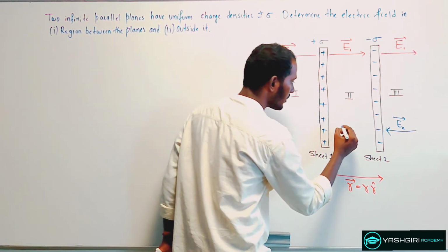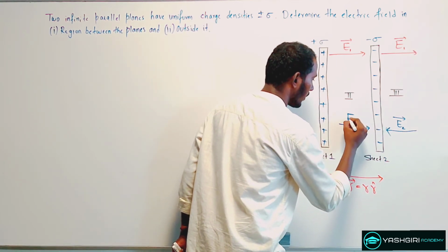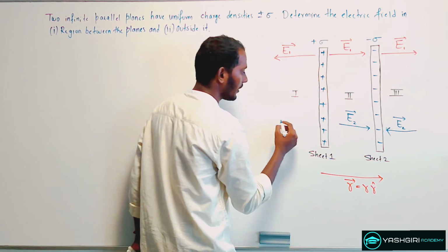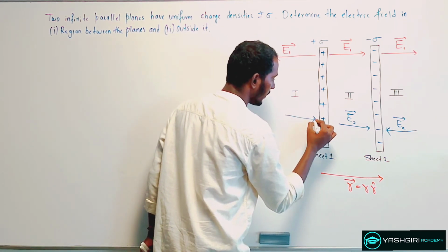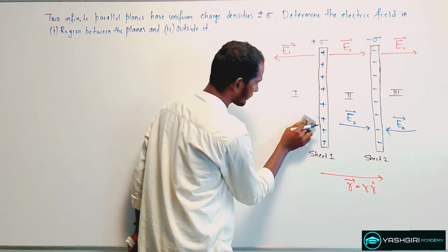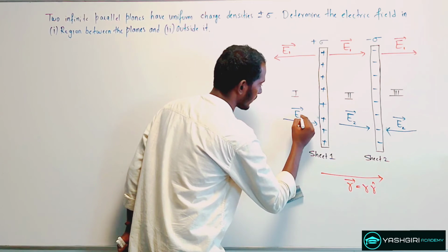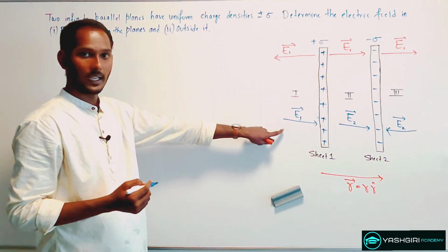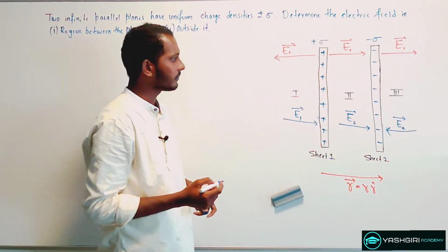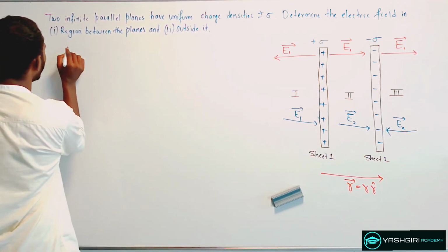In the same way, in region 2, it will be pointing towards the plate. So that is my vector E2. And here as well, it will be towards the plane. So this is my vector E2. These are the directions of the field lines due to plane 2. Now let's go with the first region.